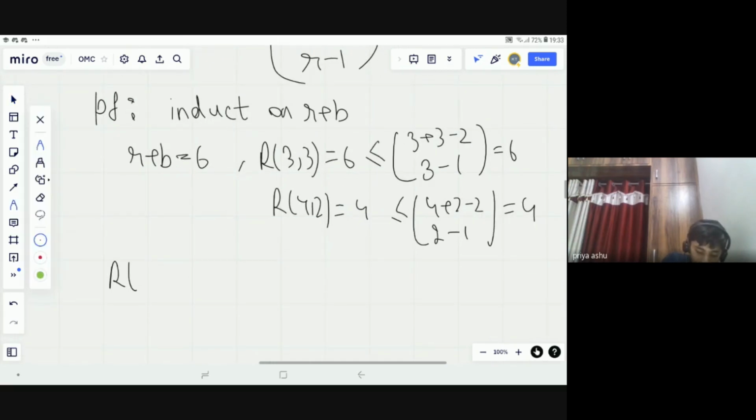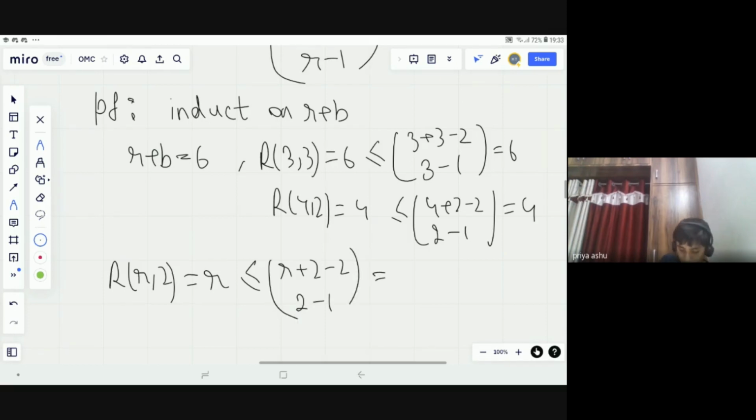R(R, 2) is the only value which we precisely know, which is R. This is at most (R+2-2 choose 2-1), which is equal to R choose 1, which is R, yes. So we have that this inequality is true when B is 2. So how do we do it in general?